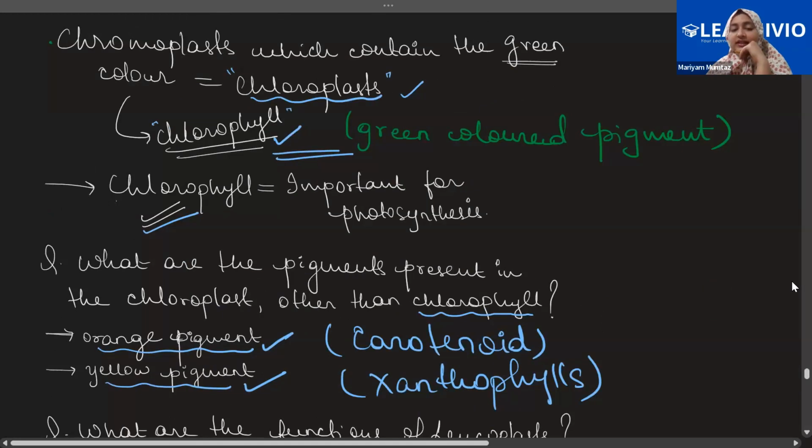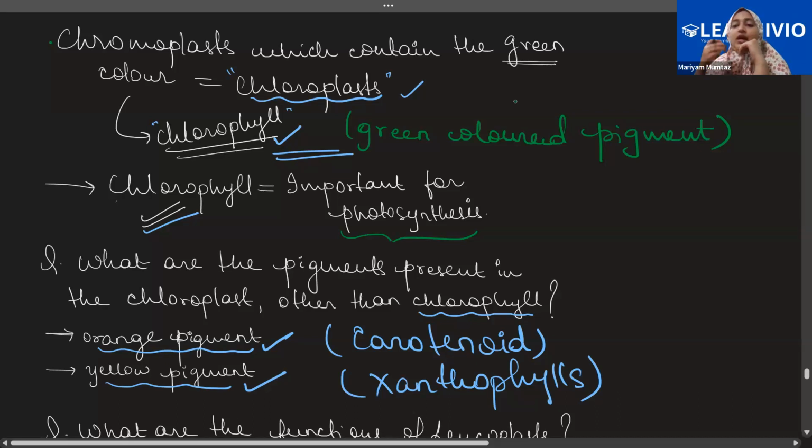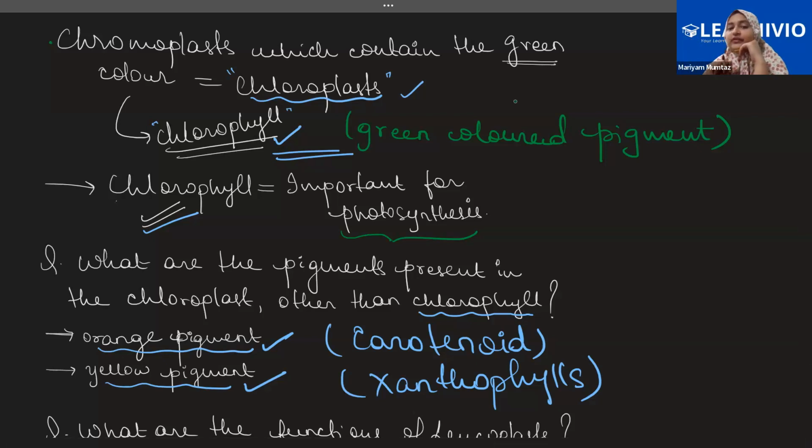And what is photosynthesis? Can anyone explain photosynthesis to me? The process by which the plants make the glucose is known as photosynthesis. Exactly. You can say that the process by which plants make their own food is known as photosynthesis. Now, what do they use? They use carbon dioxide, water, sunlight, and chlorophyll for this process of photosynthesis.